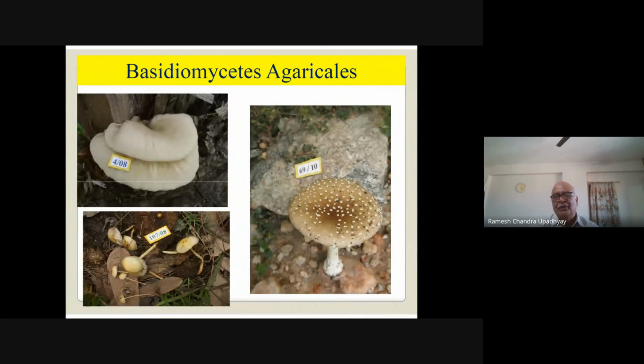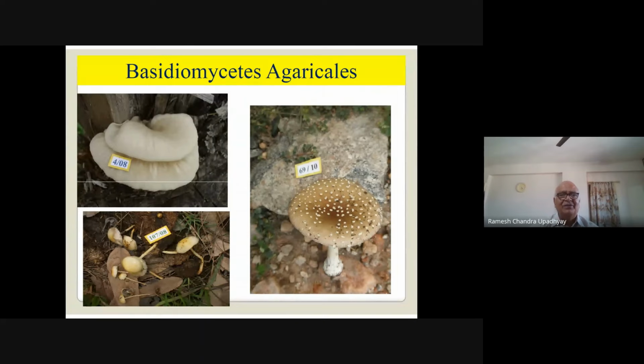As you know, mushrooms not only grow on decomposed organic matter, there are even dung fungi. You can see this mushroom is growing on dung. This is an Amanita mushroom, and this Pleurotus or oyster mushroom, you can see, is growing on a tree or wooden trees. Next one.